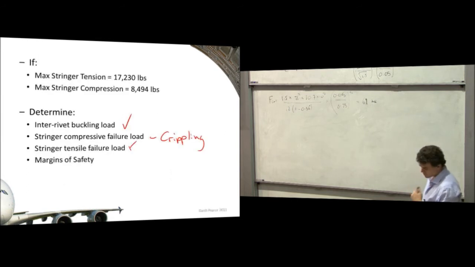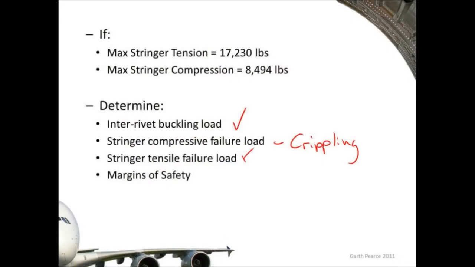So in terms of answering the question, what this question is saying is we've done a computer analysis and it says that the maximum tension load that could be in this stringer is 17 kilopounds, and the maximum compressive load in this stringer is 8.5 kilopounds. Then we have to determine what the allowables are, what the column can withstand, and then we can work out margins of safety.